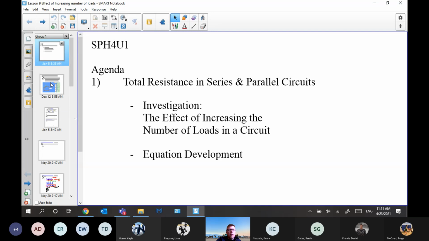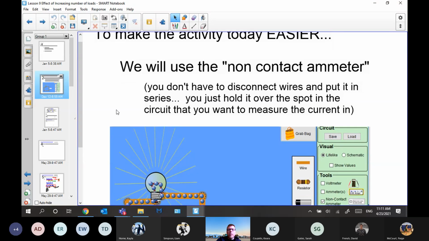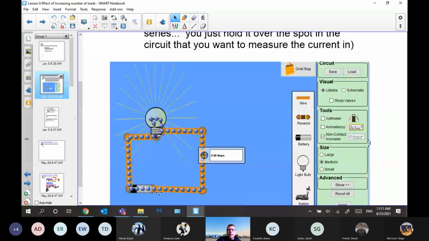Yeah, come back to this. So yeah, this one here. Oh yeah, to make your life easy when you're going through this simulation, you can use the non-contact ammeter.